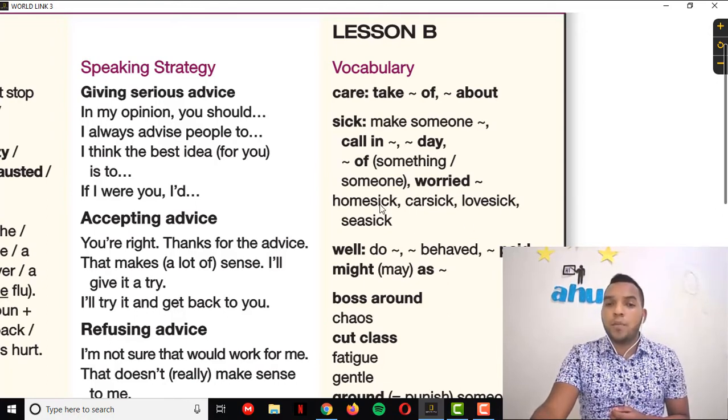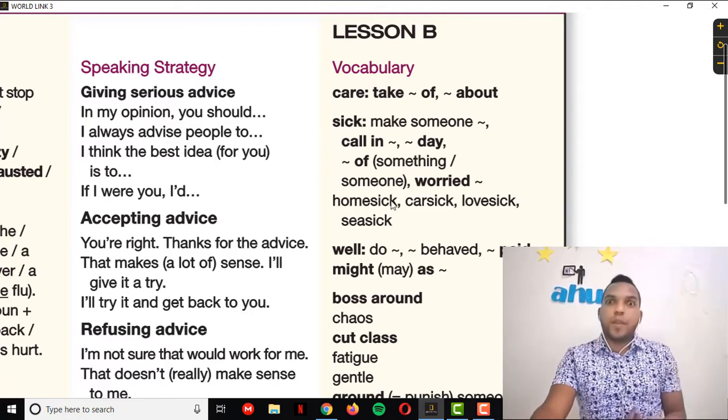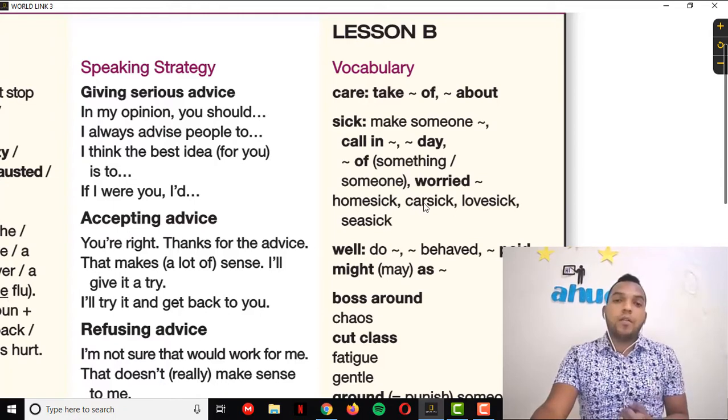Next one is homesick. Okay, car sick, love sick, and seasick. So these are the things that we use. When we say homesick, it is similar, the same as nostalgic. Like you are in your house, you don't want to talk with anybody, and all of that, right? So, because of probably a situation that you might have.